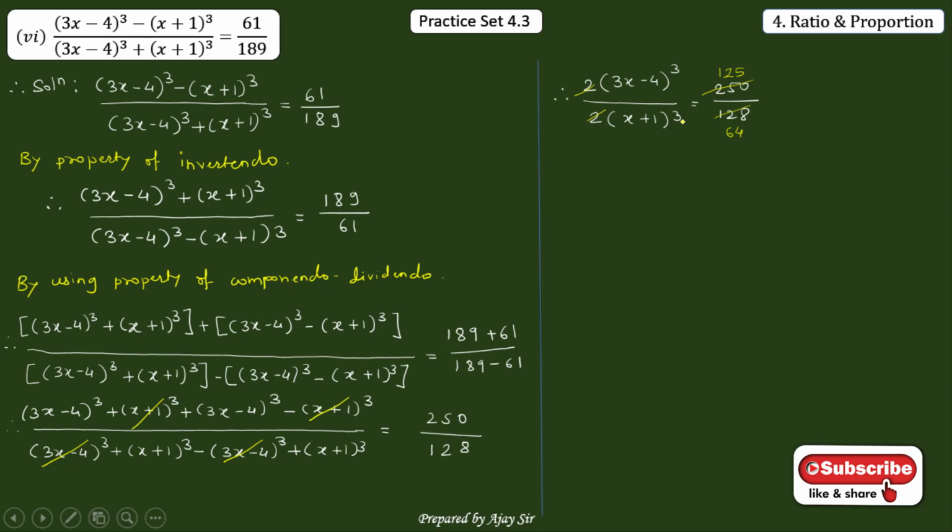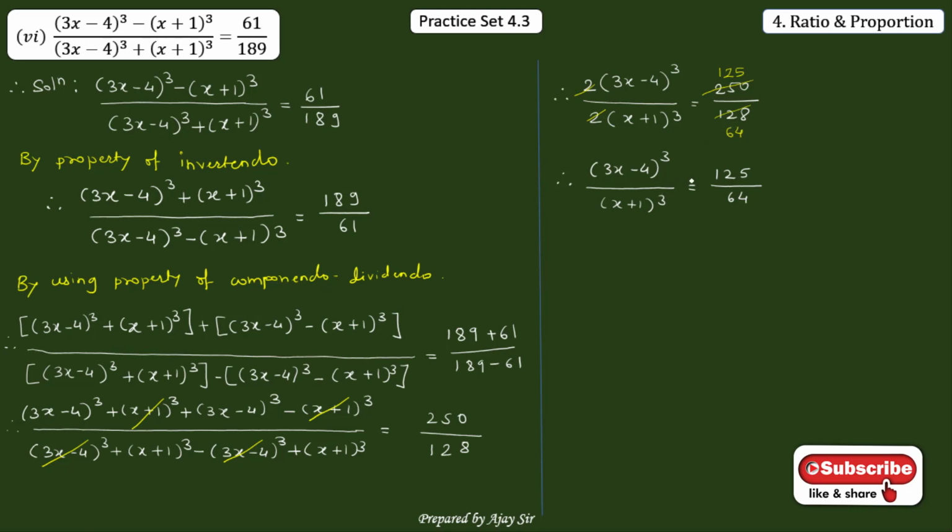So therefore we will write the equation as it is now after cancellation. On the left hand side, 3x minus 4 bracket cube is remaining, and on the right hand side, x plus 1 bracket cube is remaining. So this is 125 and this is 64. Further we are not dividing because we know that this is the perfect cube of 5 and this is the perfect cube of 4. So that's why we stop dividing.